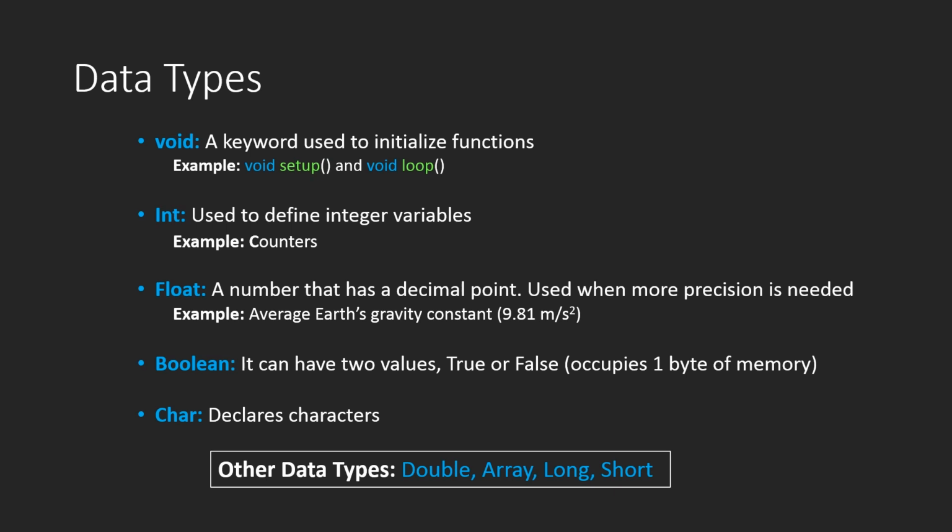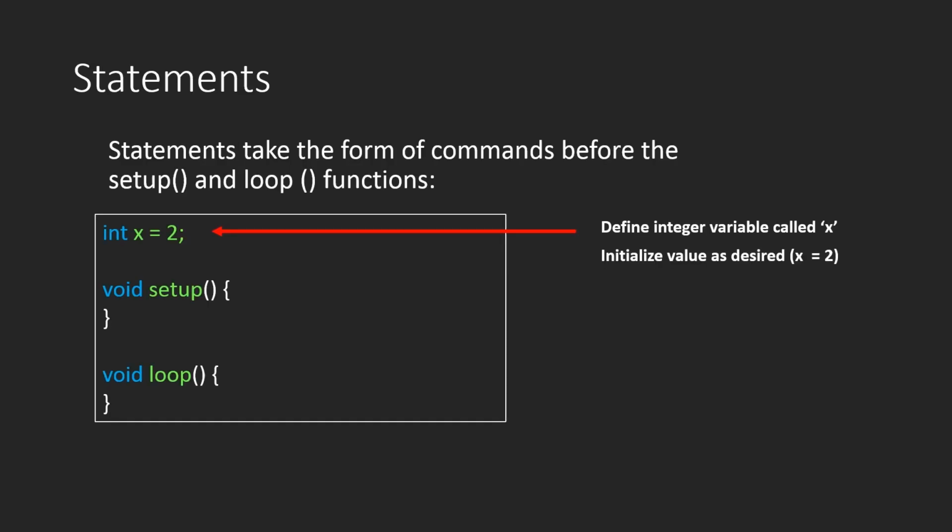The char data type is used to declare characters. And at the bottom, you see other data types that I recommend you read on your own time, such as double, array, long, and short. To define a variable in a program, we use what's called statements, which are just commands that are written before the setup and loop functions. In this example, I've defined an integer variable called x, and I initialize it using a value of 2. We can manipulate this variable later on if we need to do some mathematical operations. I'll show you an example on how to do that in a moment.